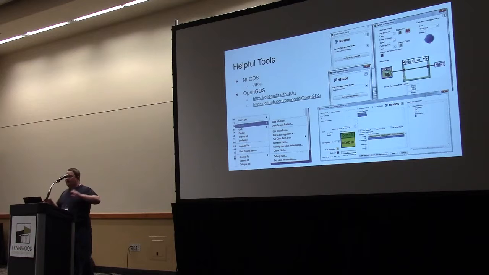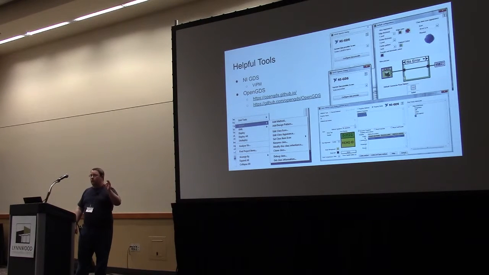Eventually, they let the original author grab a copy of what they had done with it, and he opened it up, completely open source on GitHub. I highly recommend you grab either the NIGDS from VIPM or OpenGDS from GitHub. Either one of them will make your life so much easier.